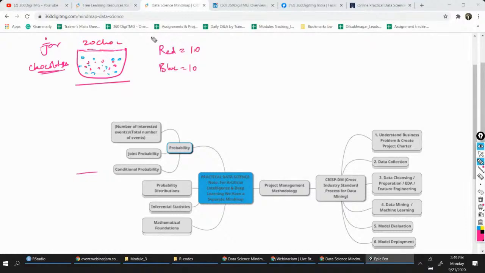chocolates. Okay. Now I put this jar in front of my son. I ask him to pick one chocolate. What is the chance that he ends up picking a red chocolate? So I will denote this as X being equal to red.